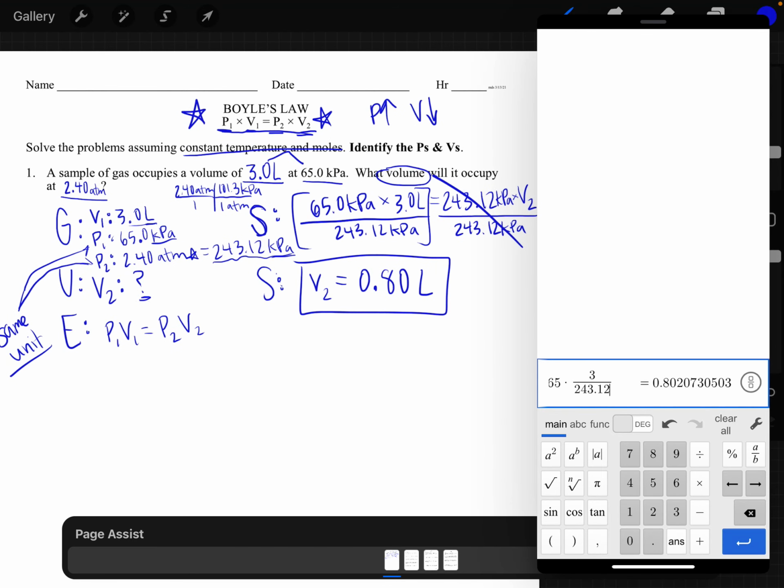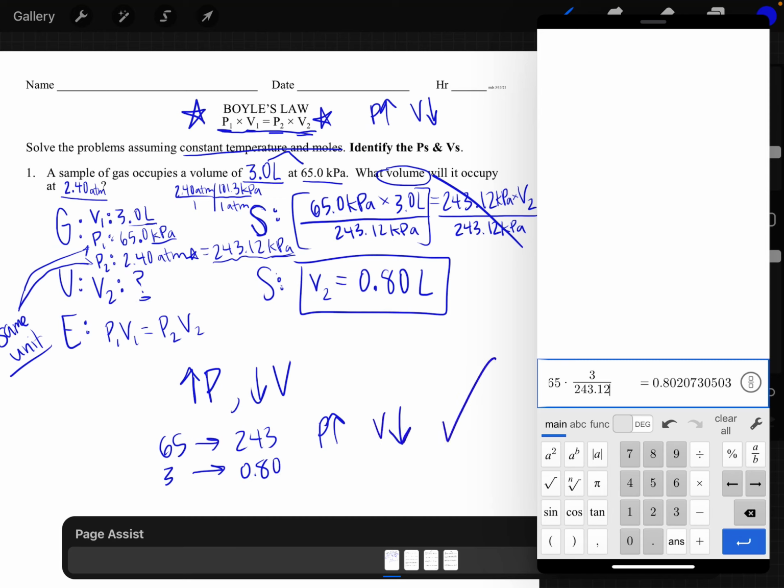And if I'm stressed about whether I did my math right, I can go back and think about the math. We know that Boyle's law says that if you increase your pressure, your volume should decrease. So right here, we started with 65 kilopascals, and we went to 243, which meant that our pressure went up. So if we did our math right, then our liters, or our volume, should have gone down. We started with 3, and we ended up with 0.8. So we just verified for ourselves that our math is on the right track.